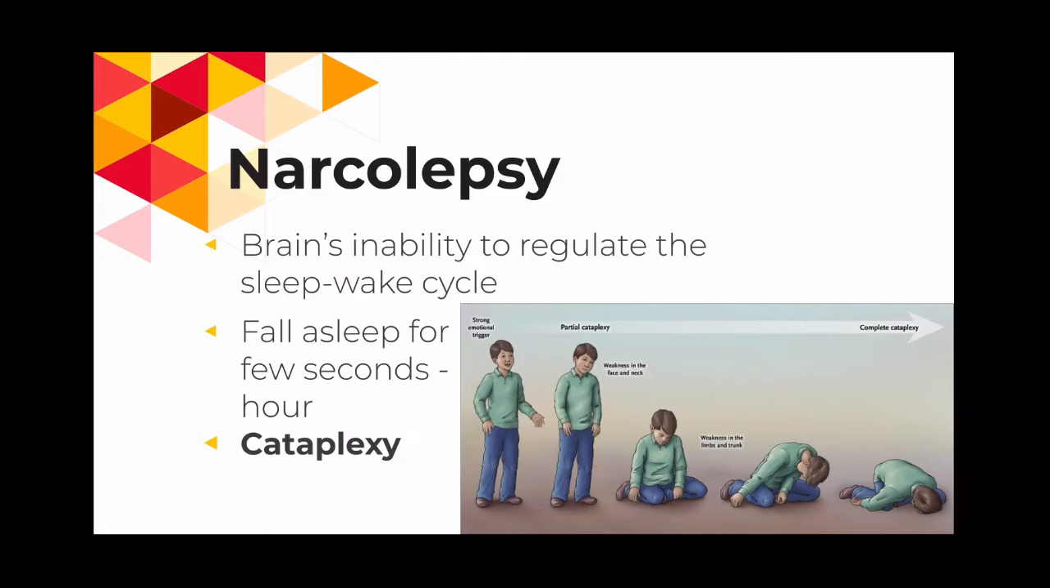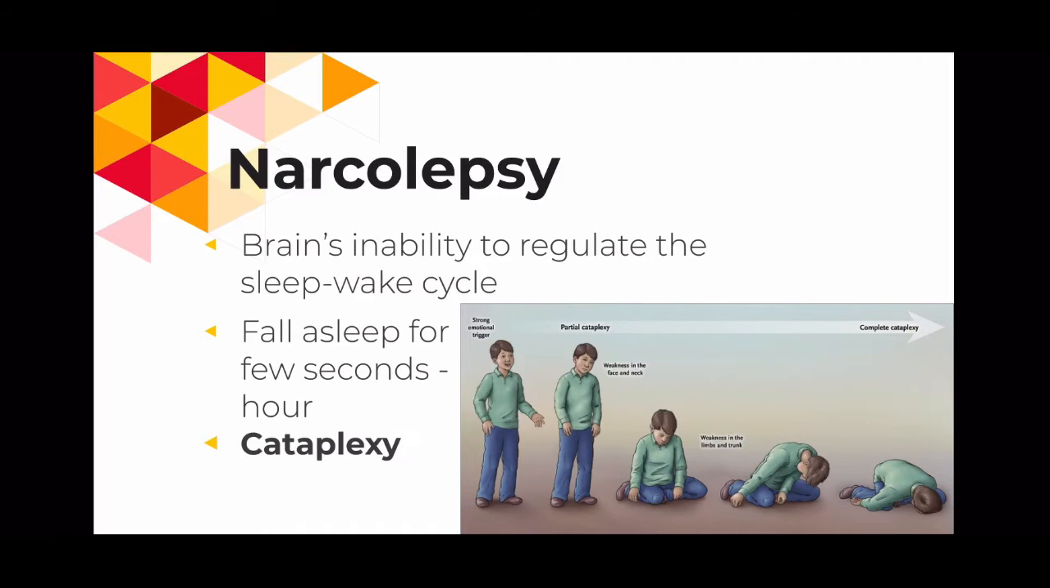Narcolepsy is the next disorder that we are going to talk about, and this is one of your words. It's a condition with frequent incidents of sudden and involuntary deep sleep. So you really just fall asleep randomly and you go into a deep sleep. This disorder is caused by the brain's inability to regulate the sleep-wake cycle. So individuals with narcolepsy will usually fall asleep during the day for anywhere from a few seconds up to an hour at a time. It's associated with something called cataplexy, which is another one of your words.